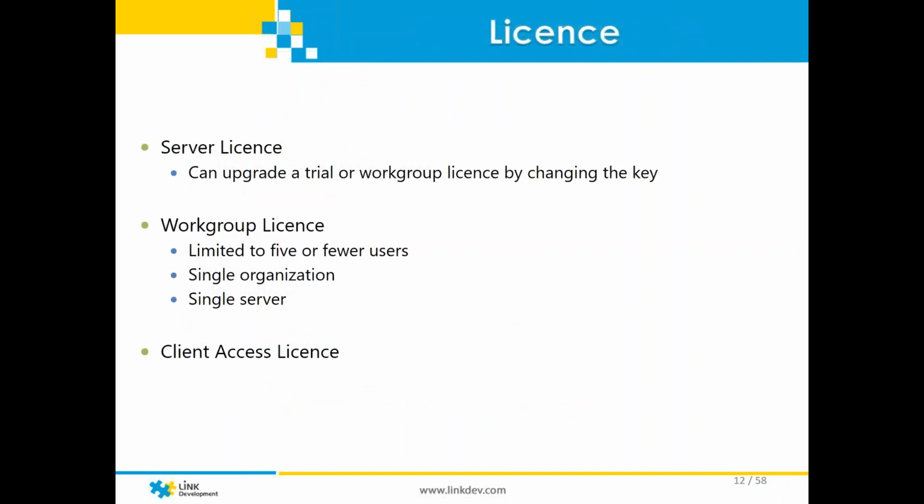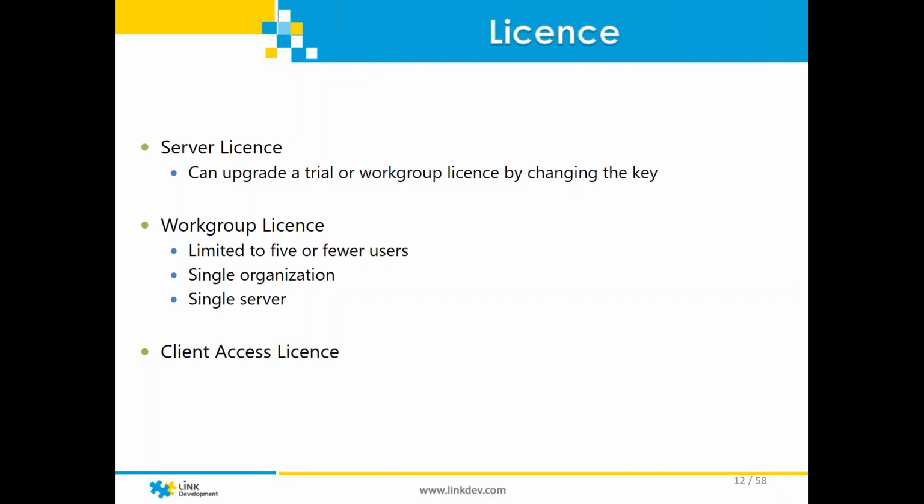Then there is the license. There are different types of licenses. Actually, there are two main ones: the ones for the server and the ones for the client. There are two types of server licenses. There is a server license, the full server license, and then the workgroup license. You can change the license at any time by changing the product key. I'll show you how. The workgroup license is limited, as you can see: just 5 users maximum, a single organization and a single server. Single server means that you can't install the roles on different servers, just one server.